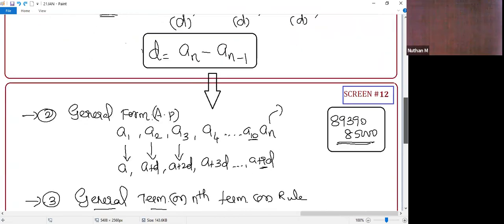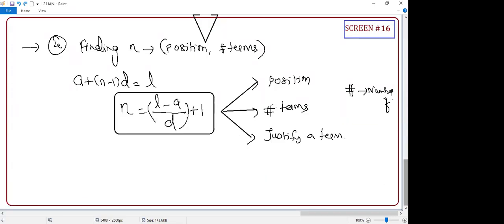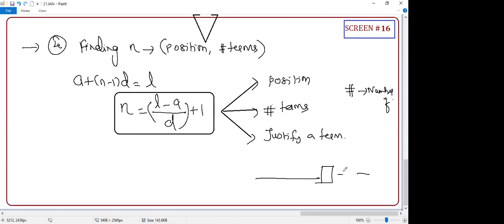Sir, is L the last position? N is not always the last position. Up to what term you are considering, that is your N. If you consider only the 15th, maybe the sequence is continuing, but you want to know only this position. But for number of terms, N is the last position.